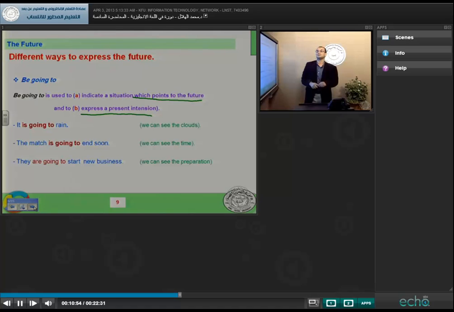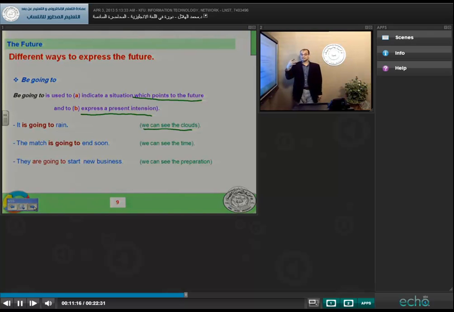Let's check those examples. It is going to rain. So why do I choose this form? It is when there is an indication of the future. We can see the clouds, for example, in a context where you are out and you see that the sky has become cloudy, and you can immediately say it is going to rain.